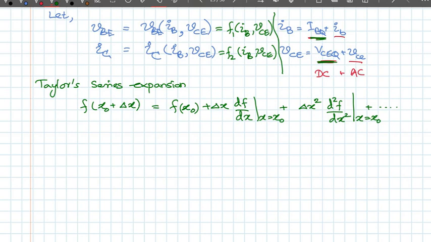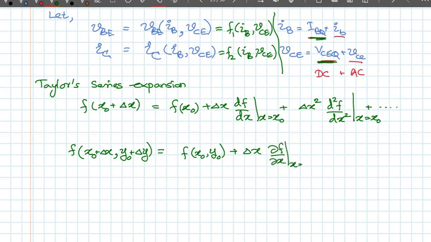So therefore we can generalize this: when you have two variables operating around x naught, y naught, that is x naught plus delta x, y naught plus delta y, this expression can also be written similar to what we have written here as f of x naught, y naught, which is the function value at this particular Q point or the operating point, plus delta x ∂f over ∂x at x equals x naught, y equals y naught, that is at the operating point, plus delta y ∂f over ∂y at the operating point x naught, y naught, plus some higher order terms similar to the previous one.